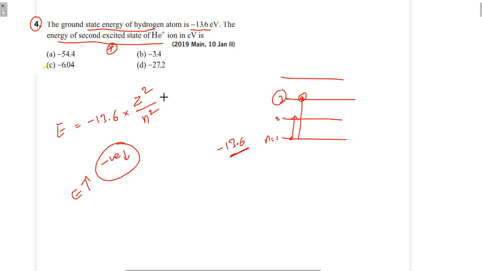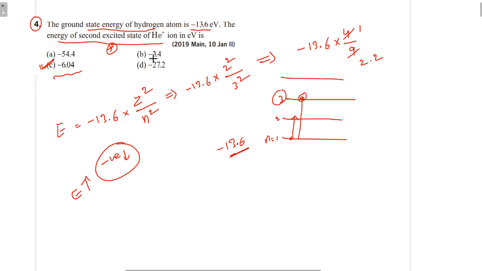Now just apply this: that implies minus 13.6 into Z squared, atomic number of helium is 2, so 2 squared upon n squared. N is 3, since the electron is present in the third shell, so 3 squared. That means 4 by 9, that implies minus 13.6 into 4 by 9. Then you can do it easily: 4 ones are 4, 4 twos are 8, then 4 2.2, approximately half, meaning 6. C is the answer. Exact accuracy is not needed.